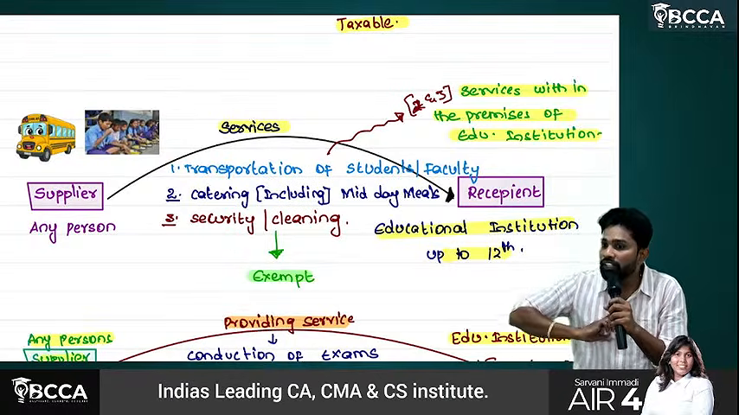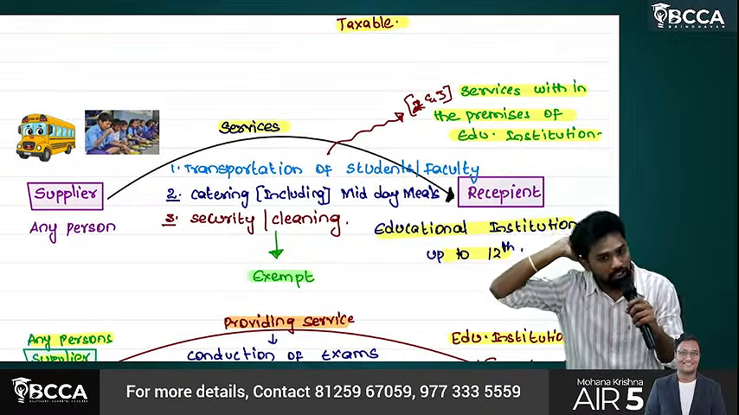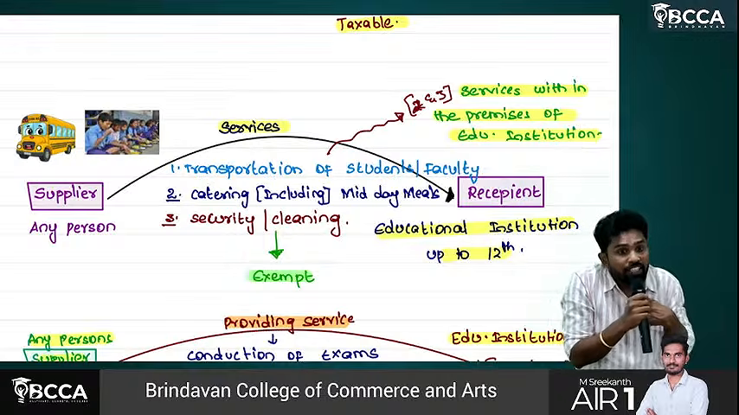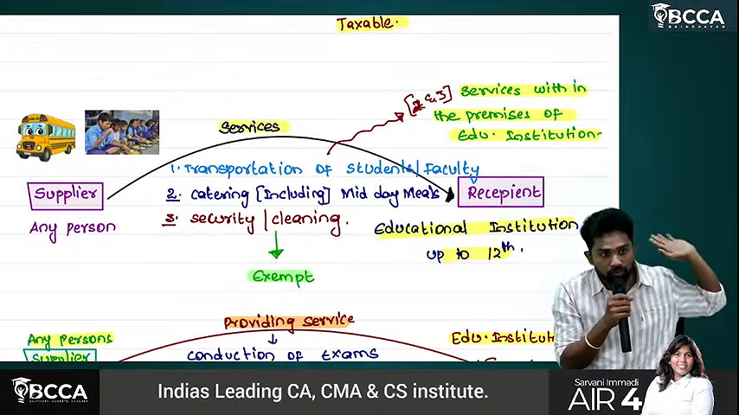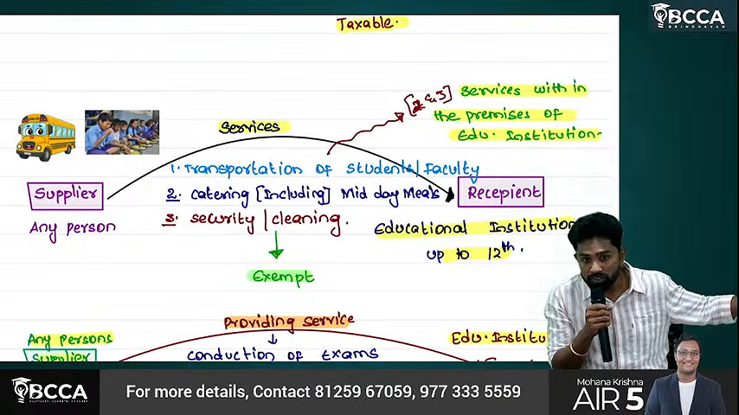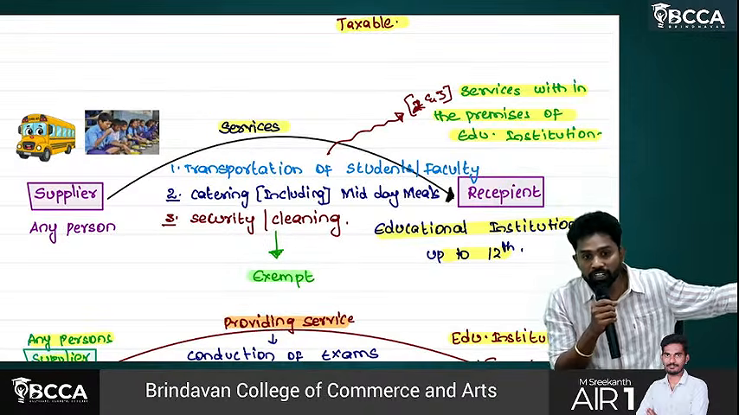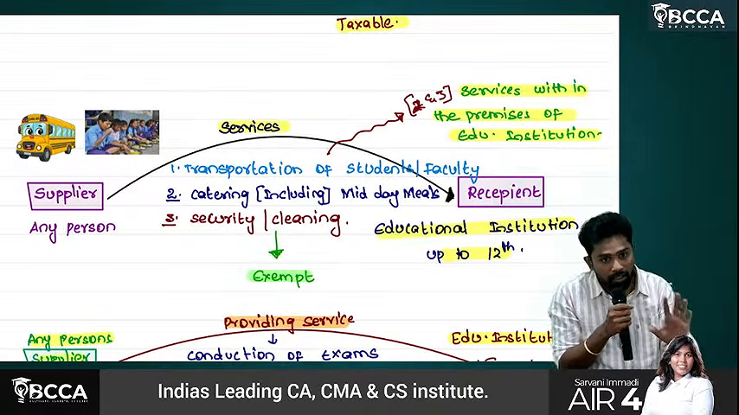Sir, when I provide it to a corporate company, taxable. When I provide it to functions and all, taxable. But when I provide it to a school, exempted. It's okay. So here the reason for exemption is not that the supplier is an educational institution, but the reason is, the catering is being provided to an educational institution. Are you able to understand, sir?